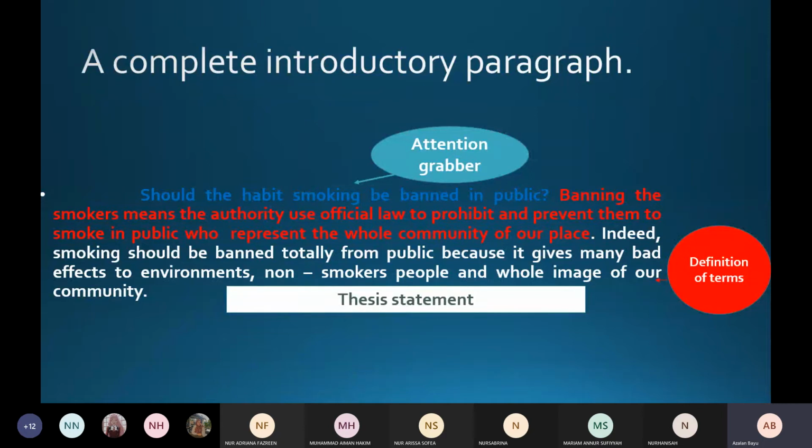Indeed, smoking should be banned totally from public because it gives many bad effects to the environment, non-smokers and the whole image of our community. That is the thesis statement, and it must be one sentence. It may be long, but it must be one sentence because we want to summarize the whole content. Right, this is actually a solid introduction that you can follow. Maybe you can do better than this. This is for the title why smoking should be banned from the public. Okay, can we continue? Yes. Alright.